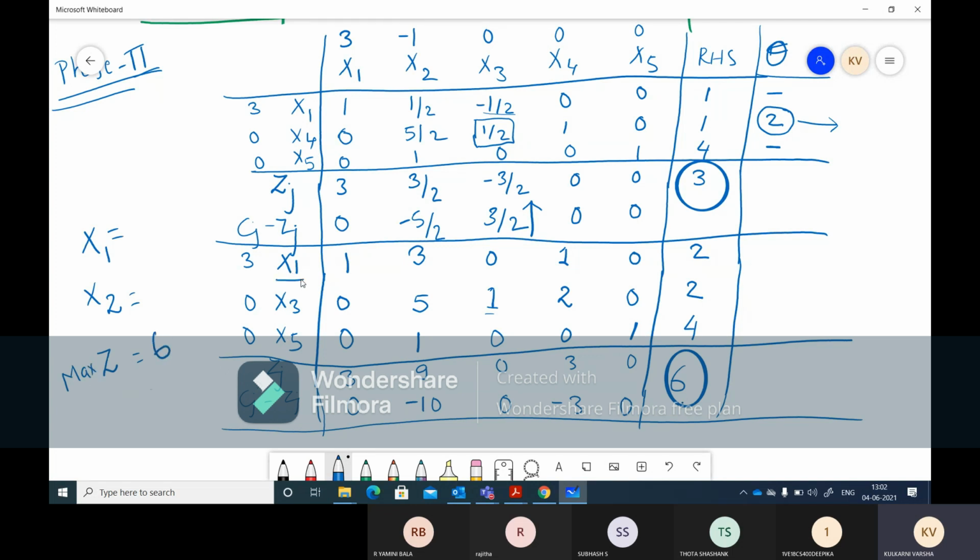X1 is there. So for X1, take the last iteration, okay? In the X1 row, what is the RHS value? 2. So X1 is equal to 2. There is no X2 over here and even not over here also. So as X2 is not there, the value of X2 will be 0. So this will be your final answer, right? X1 is equal to 2, X2 is equal to 0.